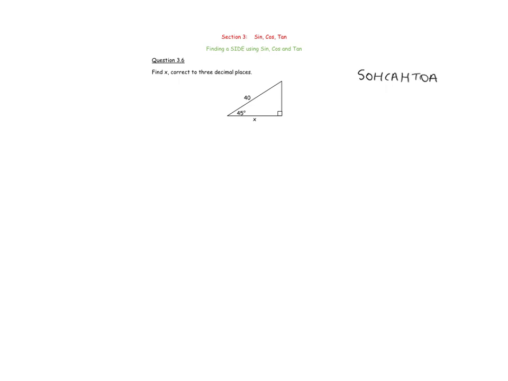Then the next thing you should do is label the sides. The side that's completely opposite 45 is what we call the opposite. The side that's opposite the right angle is called the hypotenuse. And the other side is called the adjacent. Now I'm just going to rub out the lines that I've drawn here. The next thing we should do is highlight the sides that we have.